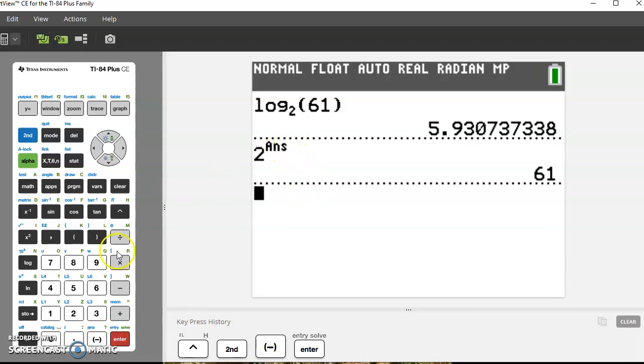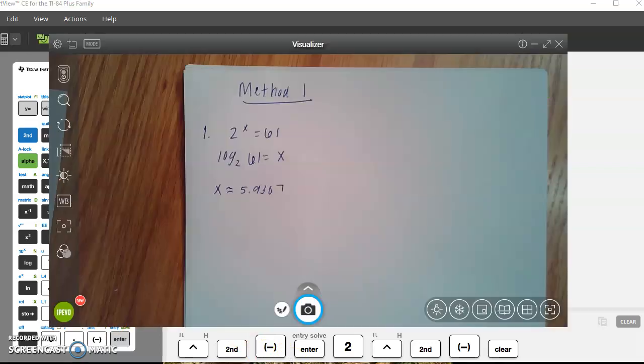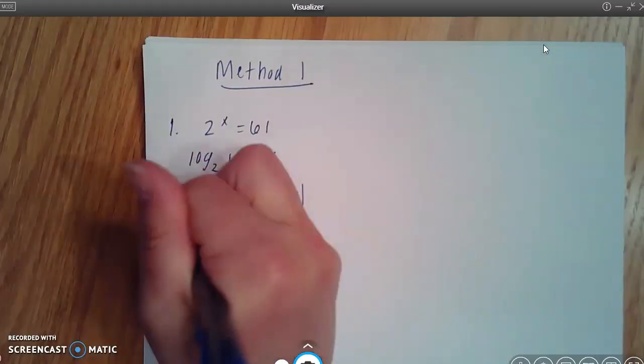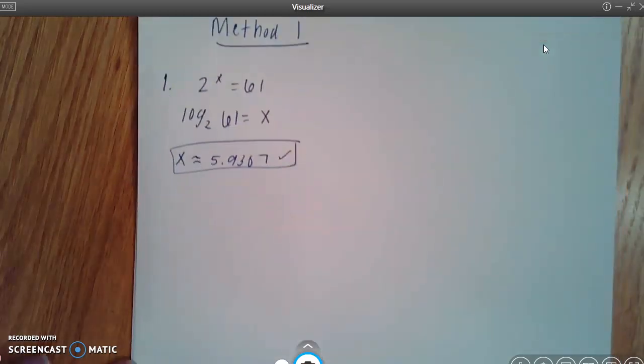So once again, to get that answer, I did 2 raised to second answer. I can't type the word answer now because it's not going to work, but that's how you get that to show up, and then you want it to equal the original number that we had. Okay, and that's how you do number 1. So number 1, my answer did work, and that would be my final one.